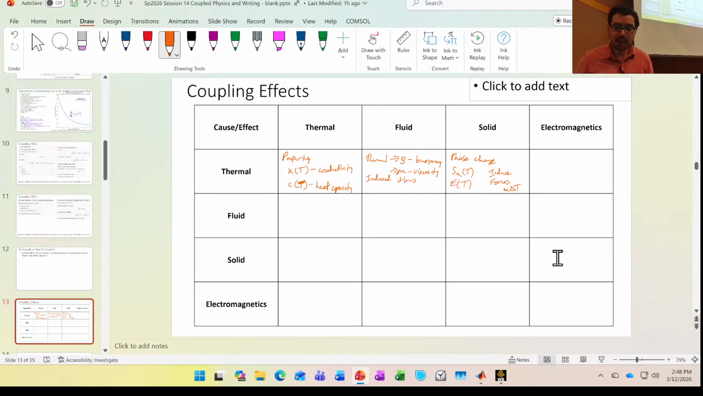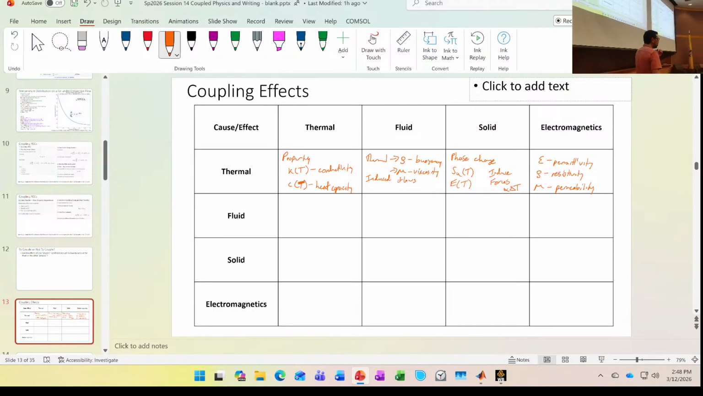Electromagnetics, we're mechanical engineers, so I'll just do this quickly. You can affect the permittivity, so this affects electrostatics. You can affect the resistivity. You can also affect the magnetic permeability, it's mu. This can be an issue in motors. If you heat your magnets up, or if you heat up your cores, they can affect the permeability, which can cause problems, or just cause changes.